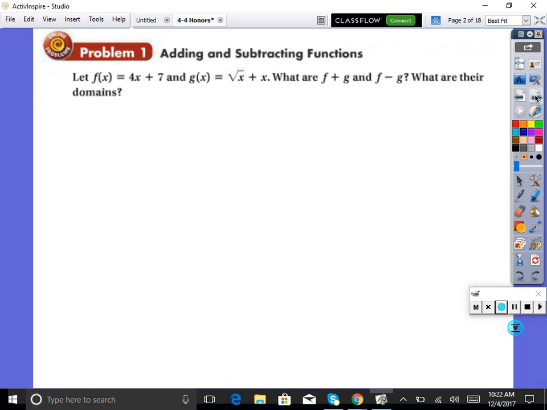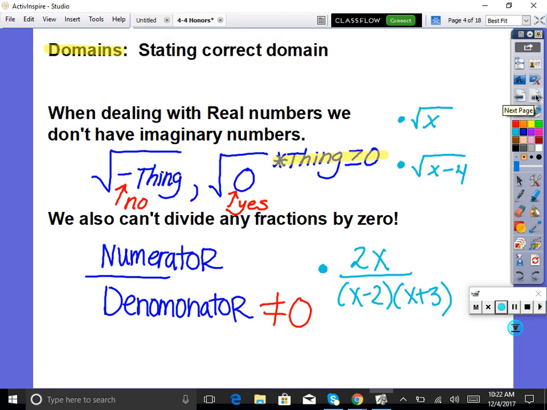All right, the first thing I'm going to talk about with domain is stating the correct domain. We're going to encounter two problems. The first one is when dealing with radicals that are even. Even radicals cannot have negative things underneath because then we would have i. We're not going to be dealing with i's, so we've got to restrict our domain accordingly. We've got to say x is going to be this so that we don't have i's. Does that make sense?